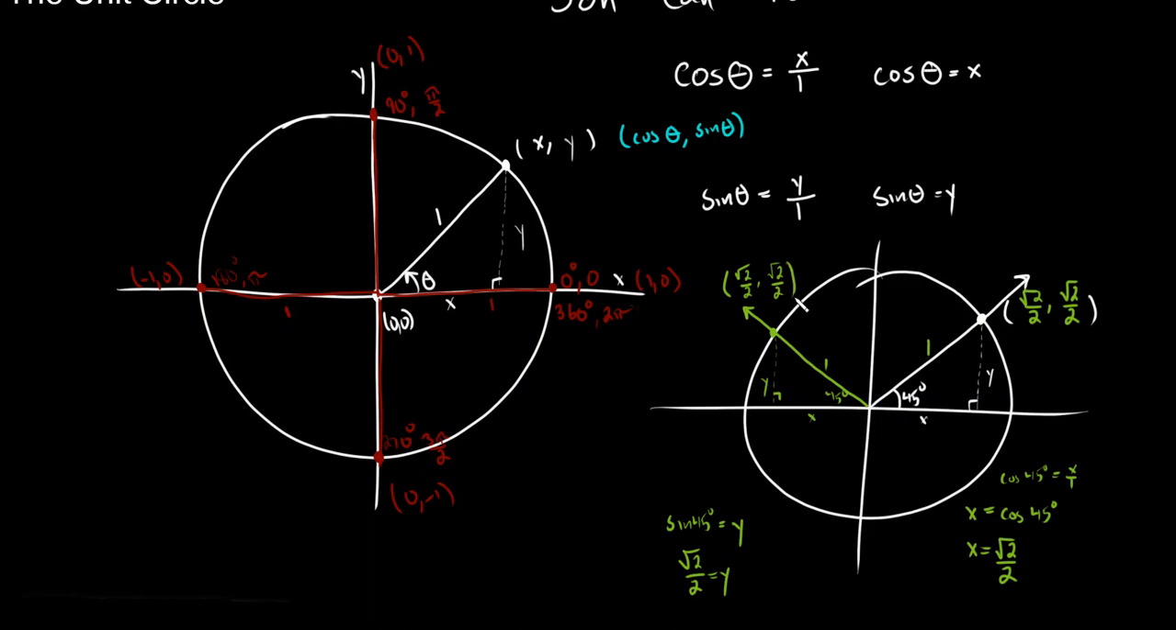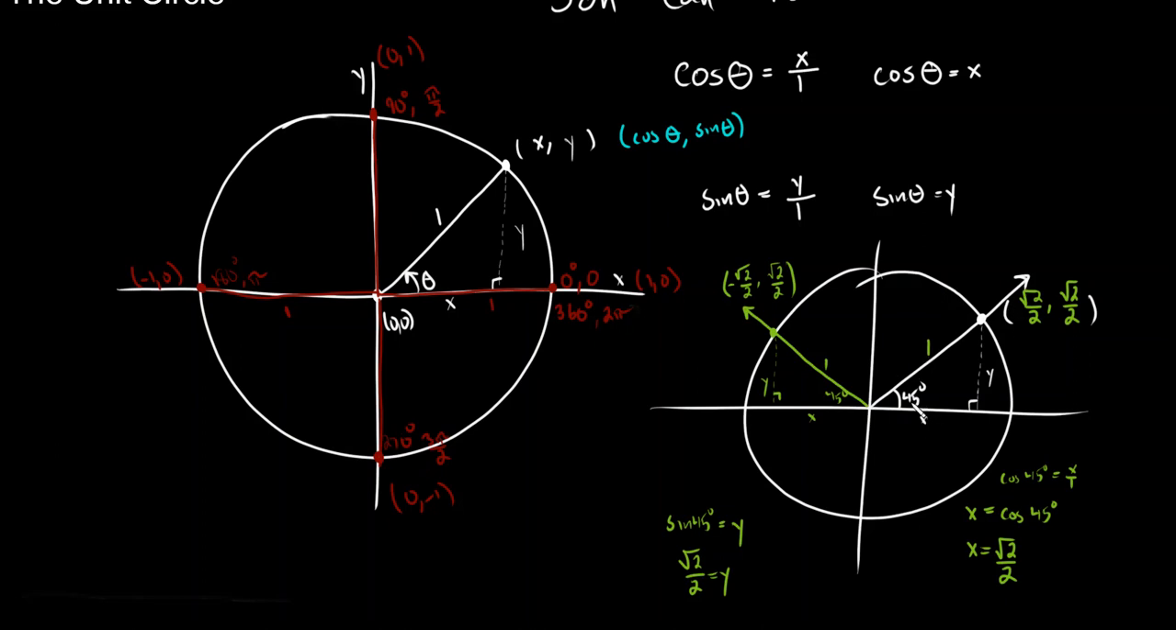root 2 over 2. The only thing is that we're in quadrant 2 over here. And in quadrant 2, x is negative. Look, x was negative in quadrant 2 over here, but x was positive over here. Well, that holds true, so that's going to be negative root 2 over 2, comma, root 2 over 2.